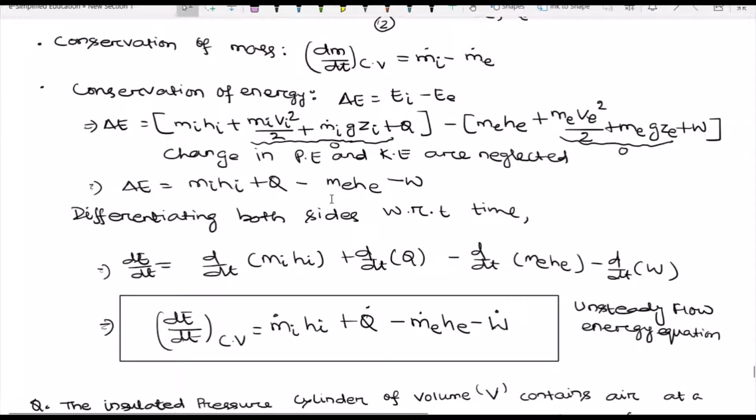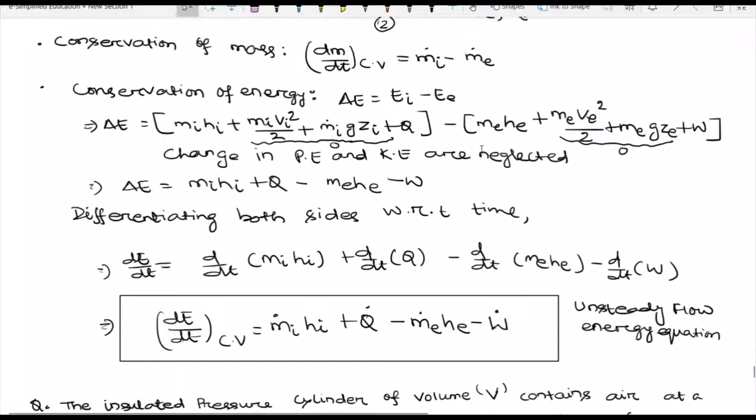Now coming to the conservation of mass, we know dm by dt of the control volume, the change in mass, will be m dot i minus m dot e, mass at inlet minus mass at exit. And conservation of energy: change in energy equals energy at inlet minus energy at exit. Energy at inlet will be enthalpy, kinetic energy, potential energy, heat energy. Energy at exit will be enthalpy, kinetic energy, potential energy, work energy.